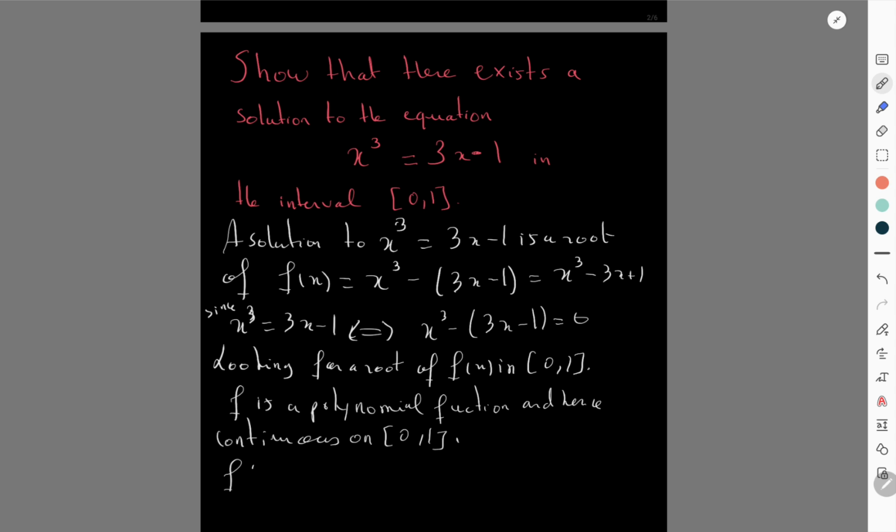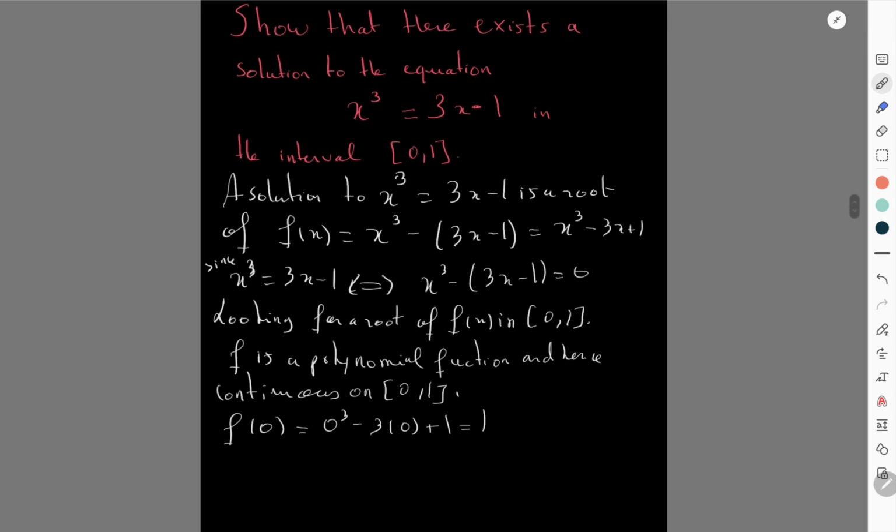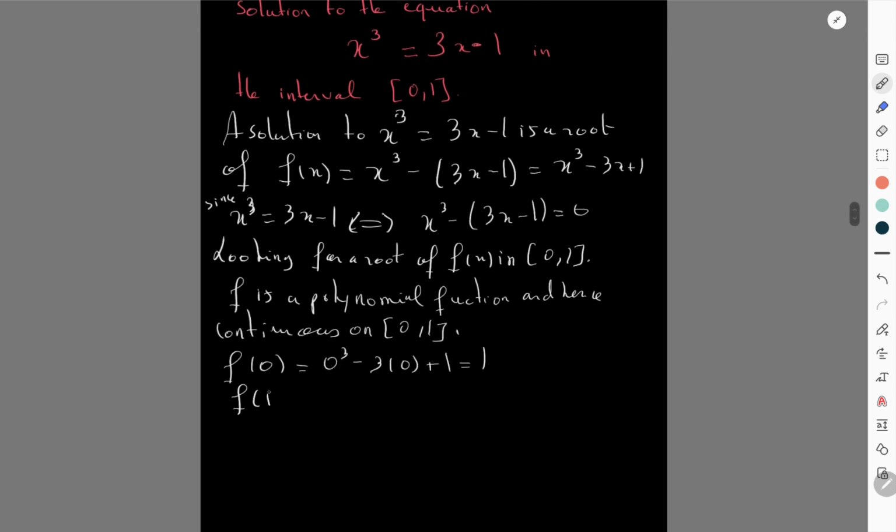Now, what is f of 0? f of 0 is just 0 cubed minus 3 times 0 plus 1, which is 1. And f of 1 is just 1 cubed minus 3 times 1 plus 1. So it's 1 minus 3 plus 1, which is minus 1. Now, does 0 lie in between f of 0 and f of 1? Yes. Of course, here f of 1 is smaller than f of 0. So f of 1 is less than 0, and f of 0 is bigger than 0.